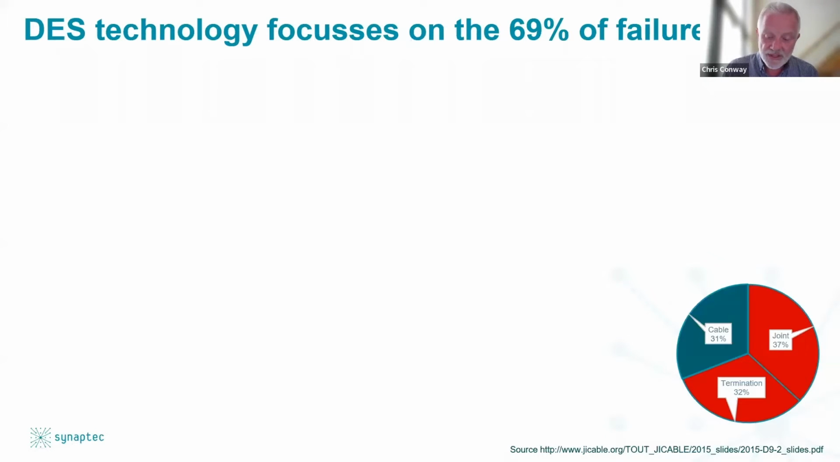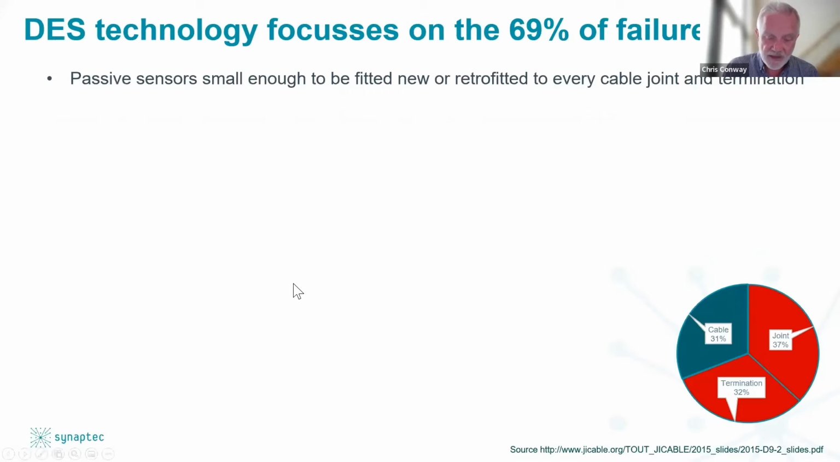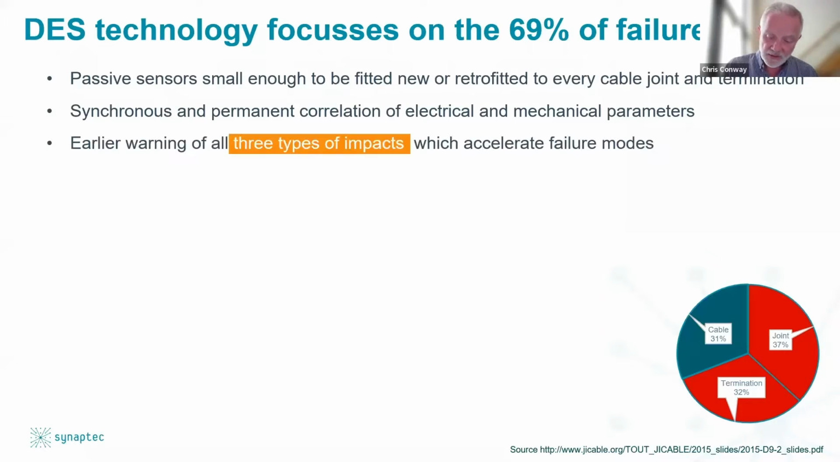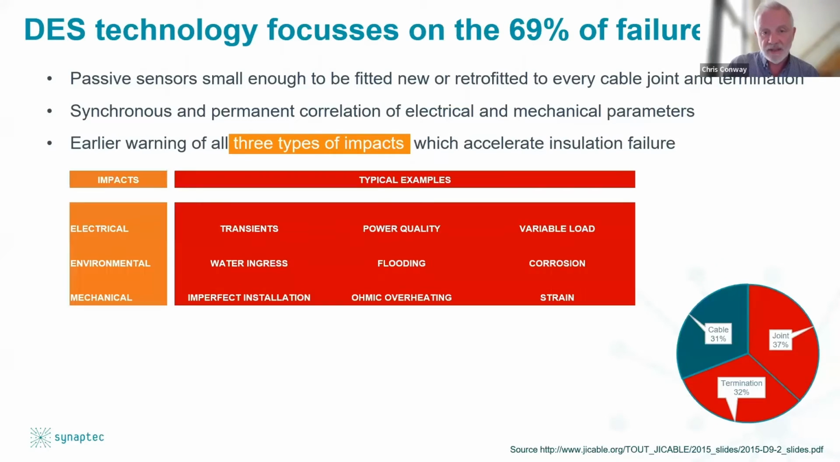So how does Synaptec address these monitoring failures? Effectively by applying small footprint sensors at every termination and, as necessary, at every joint. Devices are synchronously interrogated, and data from both electrical sensors and mechanical sensors, like temperature, strain and vibration, are all processed in unison and concurrently across the field. All of that provides earlier warning of failures, accounting for these main environmental factors.